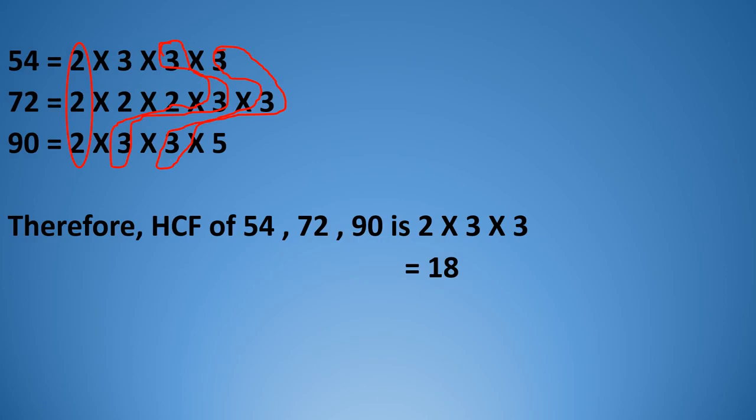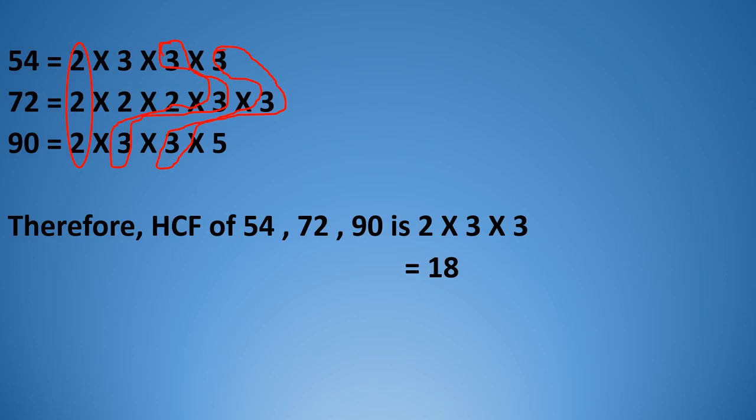Now see 3. In 54, 3 comes 3 times. In 72, 3 comes 2 times. And in 90, 3 comes 2 times. So 2 times it is common. So write down 2 times 3. 5 is not common. 5 is present only in 90. So HCF of 54, 72 and 90 is 2 multiplied by 3 multiplied by 3, which is equal to 18. In this way we have done how to find out the HCF by prime factorization method.